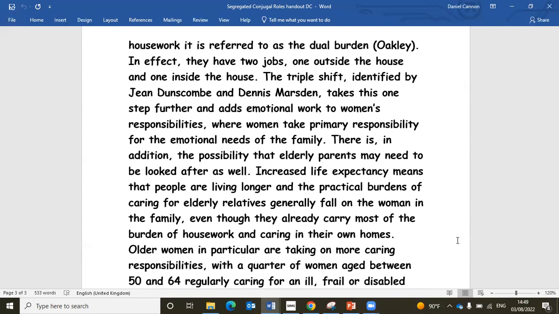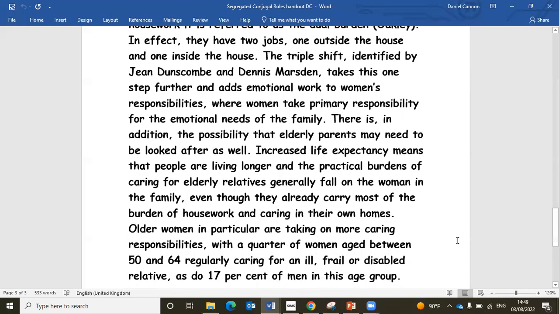Increased life expectancy means that people are living longer, and the practical burden of caring for elderly relatives generally falls on the women in the family, even though they are already carrying most of the burden of housework and caring in their own homes. Older women in particular are taking on more caring responsibilities, with a quarter of women aged between 50 and 64 regularly caring for an ill, frail or disabled relative, as do 17% of men in this age group. So have another read through if you need to.